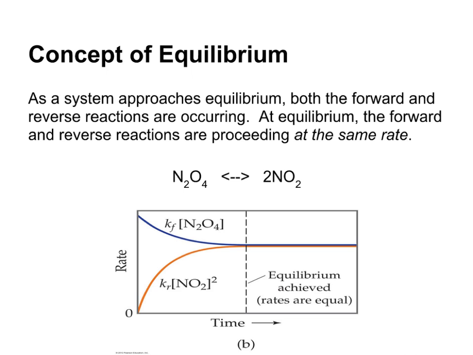So as a system or reaction approaches equilibrium, the forward and reverse reactions are going on at the same time. At equilibrium, the forward and reverse reactions are happening at the same rate. So N2O4 decomposing into two NO2s is going on at the same time that two NO2s are combining to make an N2O4. And as the reaction goes on, the rate for the forward reaction is going to decrease and it's going to increase for the reverse reaction until the rates are equal. At the point that the rates become equal, the reaction's at equilibrium.